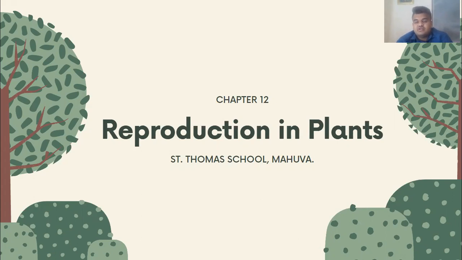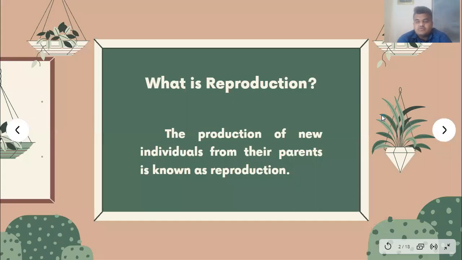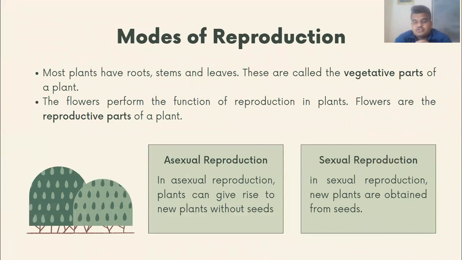So this is chapter 12, Reproduction in Plants. First of all, we studied the definition of reproduction. So what is reproduction? The production of new individuals from their parents is known as reproduction. We have already seen that from parents, new individuals are produced with the help of seeds or without seeds, and these are the modes of reproduction.